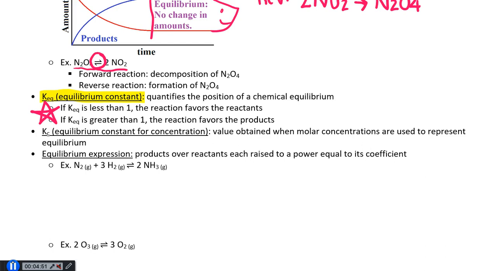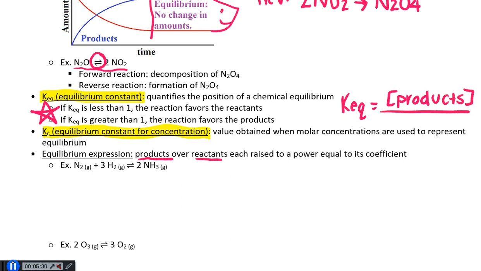Kc is just like KEQ. It is still an equilibrium constant, but since it's K sub C, that C is for concentration. So this is just the value obtained when we use molar concentrations to represent equilibrium. So how do we calculate our equilibrium expression? Well, the equilibrium expression is going to be products over reactants, and we're going to raise each of those to the power equal to its coefficient. So KEQ is going to be equal to the concentration of our products over the concentration of the reactants, each raised to the power equal to their coefficient.